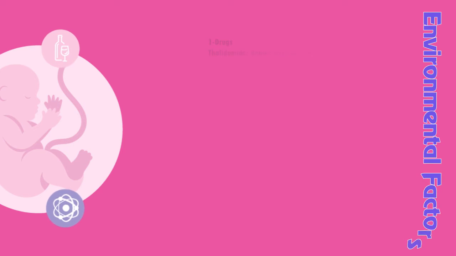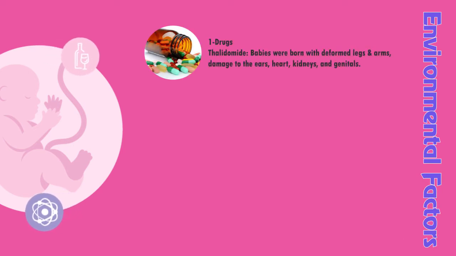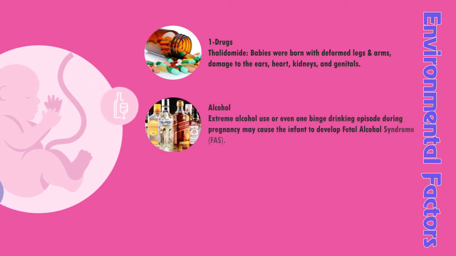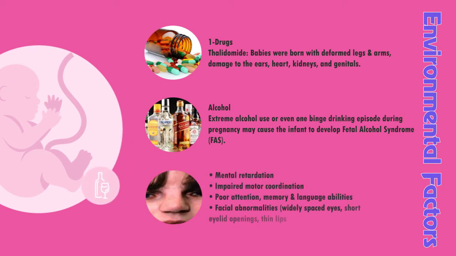Environmental factors. Drugs: thalidomide. Babies were born with deformed legs and arms, and damage to the ears, heart, kidneys, and genitals. Alcohol: extreme alcohol use or even one binge drinking episode during pregnancy may cause the infant to develop fetal alcohol syndrome, FAS. Mental retardation, impaired motor coordination, poor attention, memory, and language abilities. Facial abnormalities: widely spaced eyes, short eyelid openings, thin lips.